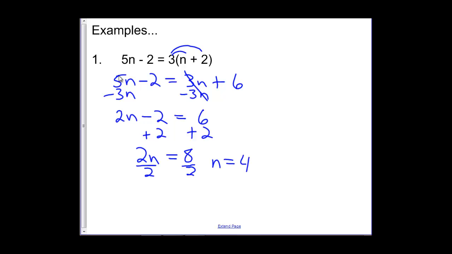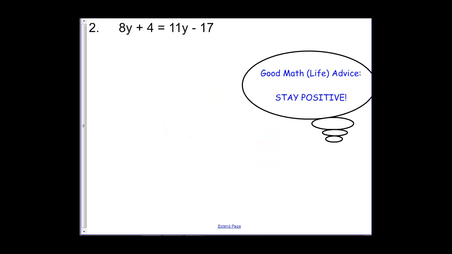If we ever have any questions on, well, did this work, did I do it okay or not, we know that we can go back into our original equation and check our answer. Good example to start, just because I think you see the math advice and the life advice that I have for you. Make sure you stay positive.